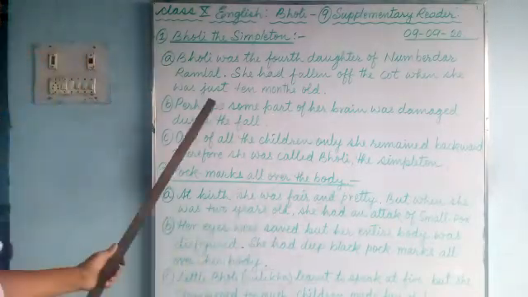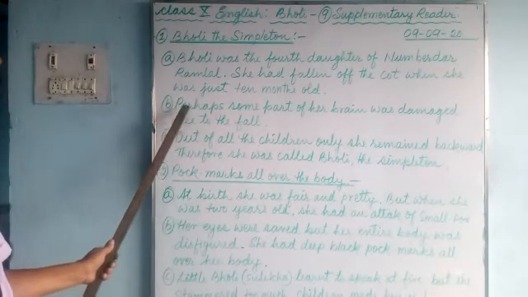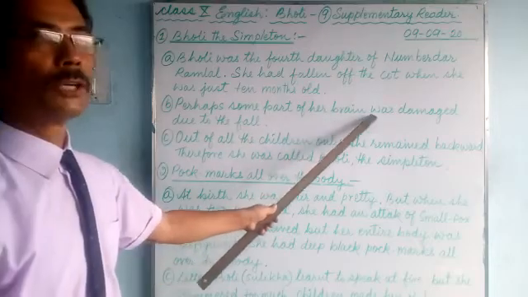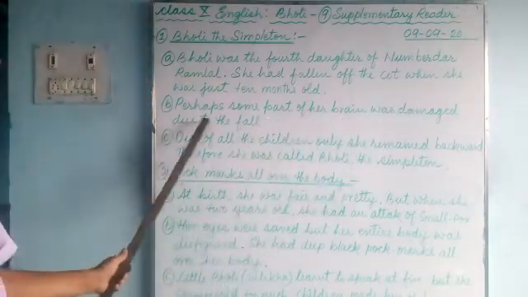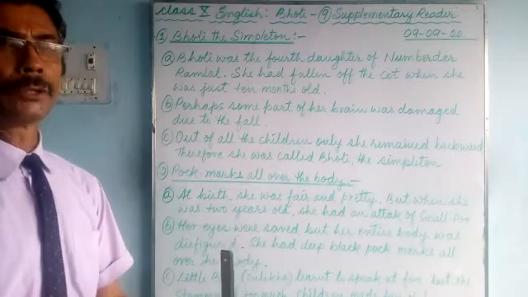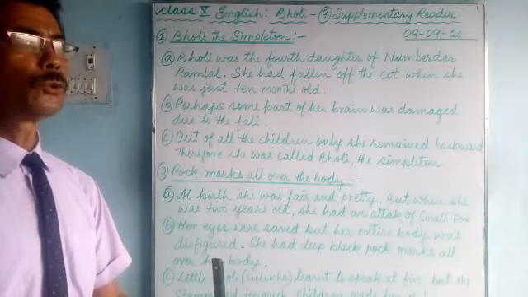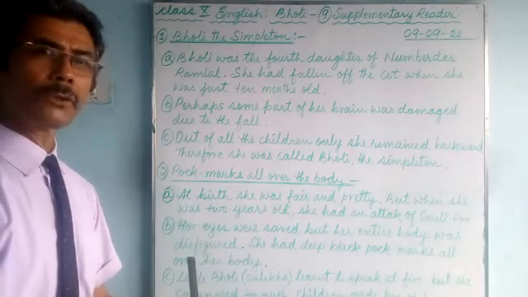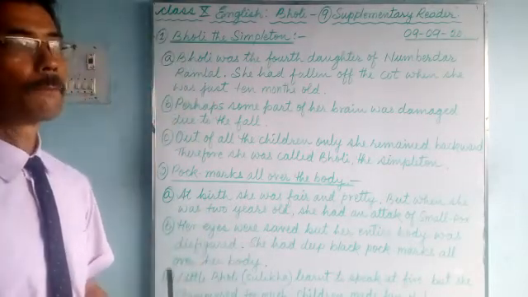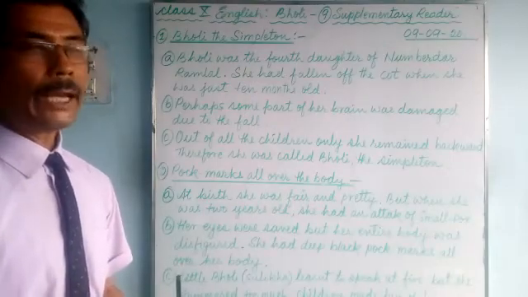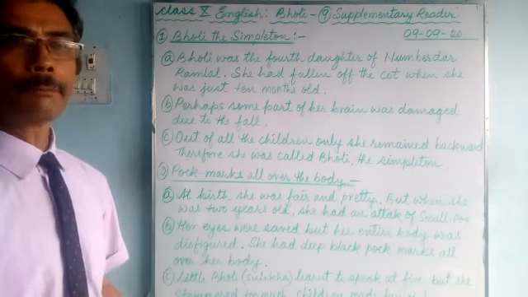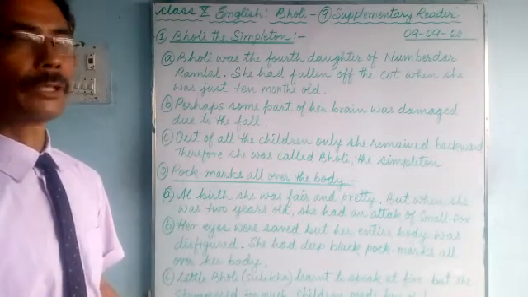And due to the fall, perhaps, and perhaps means maybe, some part of her brain was damaged. She was very, very delicate, just 10 months old, not even 1 year, and she fell off the cot with her head first touching the ground or the floor. Due to that fall, some part of her brain must have got damaged.